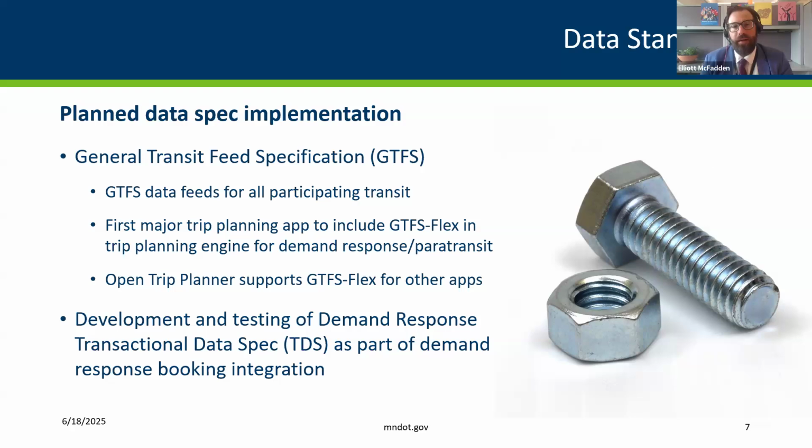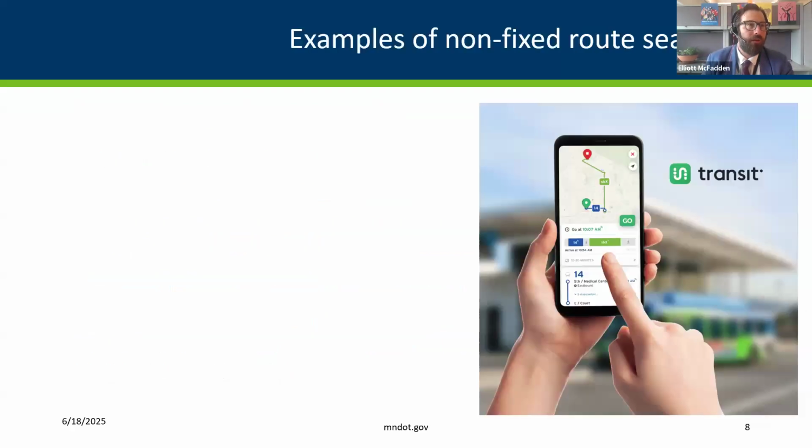We also implemented an emerging data standard called the Demand Response Transactional Data Specification, or TDS. And that's to standardize the way we share information about actual trip bookings. So GTFS is about describing the service that you're looking for and being able to see what services are available. TDS describes things like customer name, pickup location, drop-off location, pickup time, drop-off time, that sort of thing.